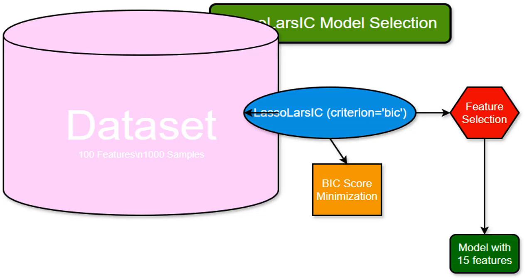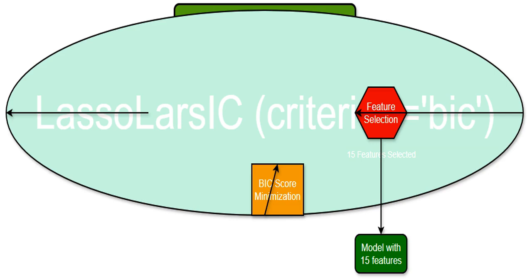I have a dataset. It contains information about 100 different things, features, and I've measured those things on 1,000 different samples. Think of it like 1,000 patients, each with 100 different medical measurements. After running the LassoLarsIC model, I discovered that only 15 of the original 100 features are actually important for predicting whatever it is that we're trying to predict.